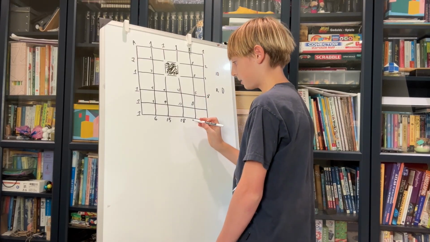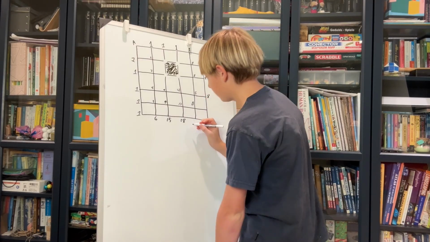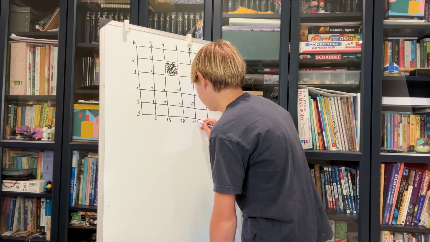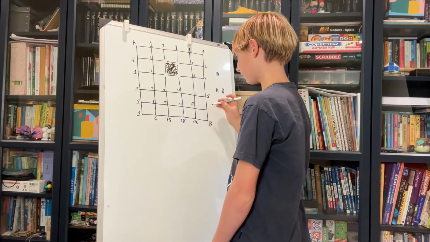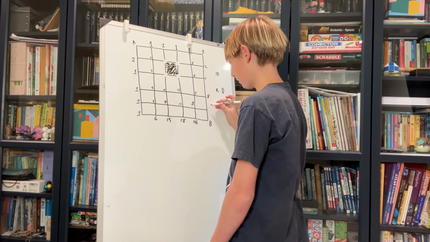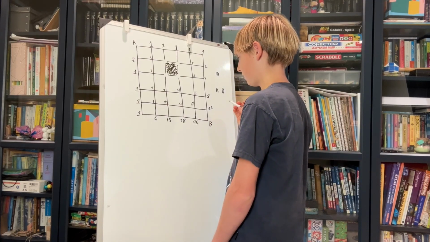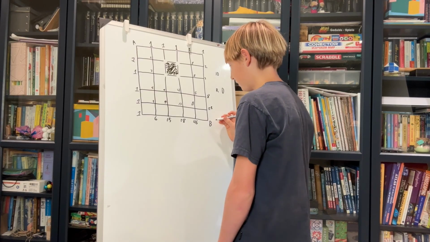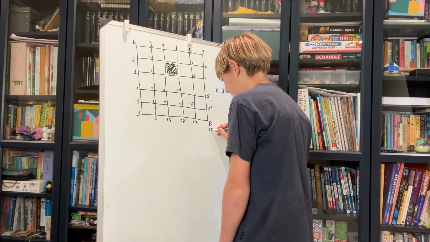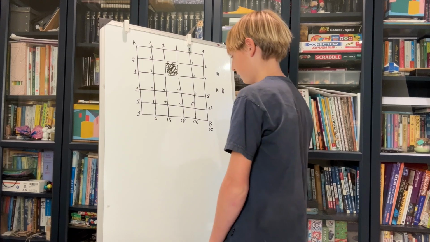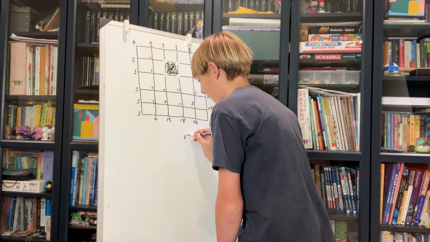Here there are 18 plus 28 ways, which is 46. And then here there are 18 plus 8 ways, 26. And then you just add 46 plus 26, and that's 72 ways to get to B. So your answer is 72.